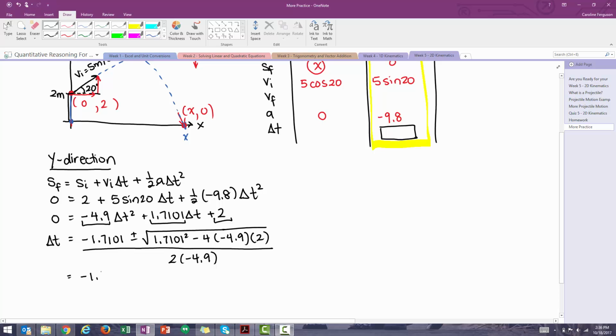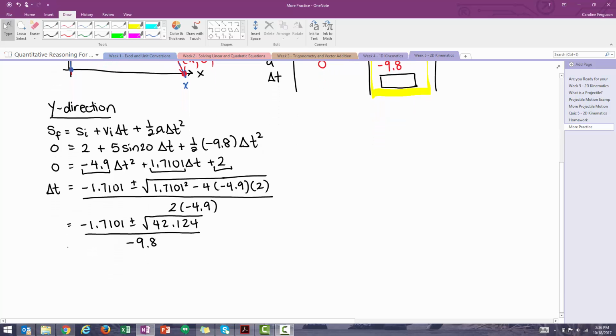I'm going to type this into my calculator. So I'm going to just type in the part that's in the square root sign. So I'm not typing in square root. I'm just typing in 1.7101 squared minus 4 times negative 4.9 times 2. And I get 42.124 in that square root sign over 2 times negative 4.9 is negative 9.8.